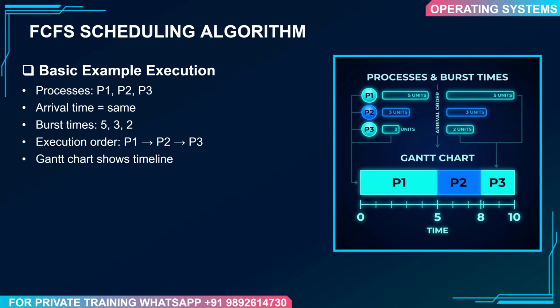To visualize this better, we use something called a Gantt chart. Think of it like a timeline that shows which process is running at what time. So in our example, from time 0 to 5, P1 is running. From 5 to 8, P2 runs. And from 8 to 10, P3 runs. This simple timeline gives us a clear picture of execution order.